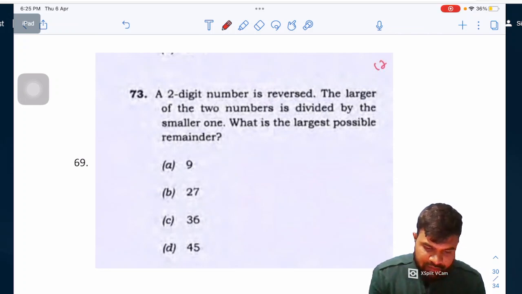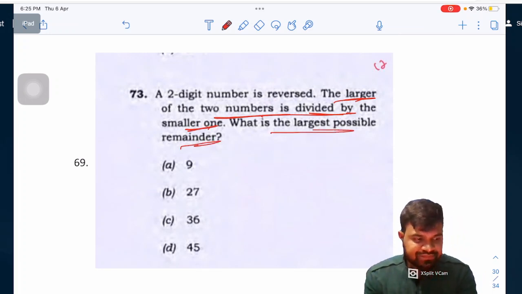Okay, a two-digit number is reversed. The larger of the two numbers is divided by the smaller one. What is the largest possible remainder? What will be the largest possible remainder?